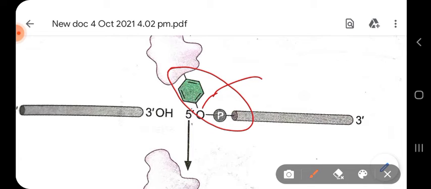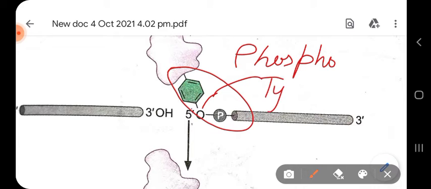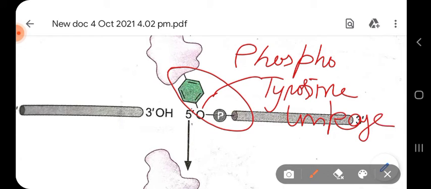This linkage is called the phosphotyrosine linkage. So phosphotyrosine linkage occurs.